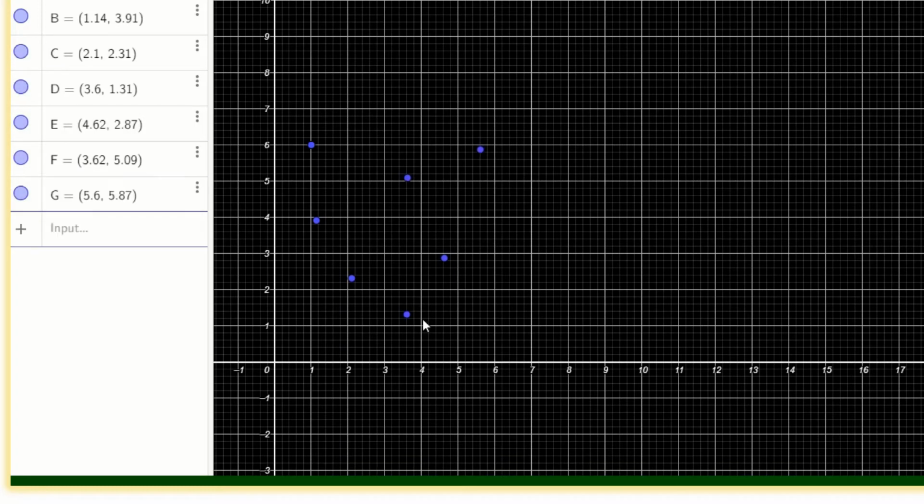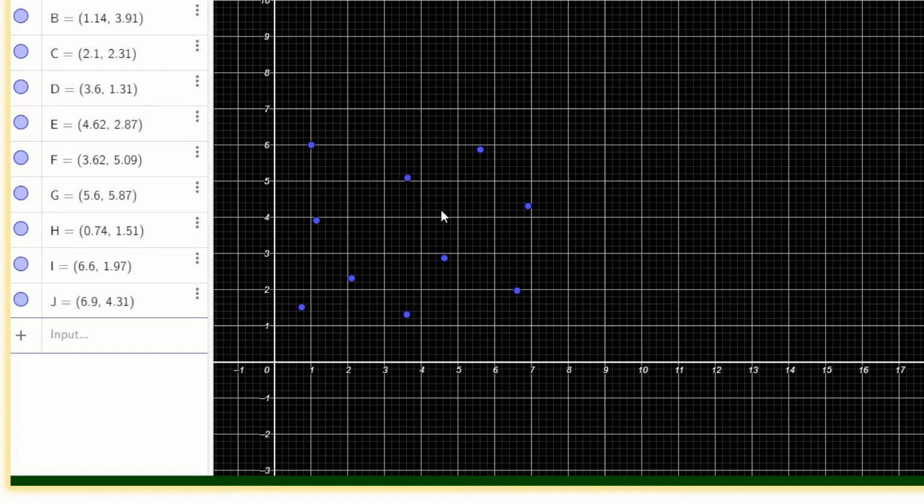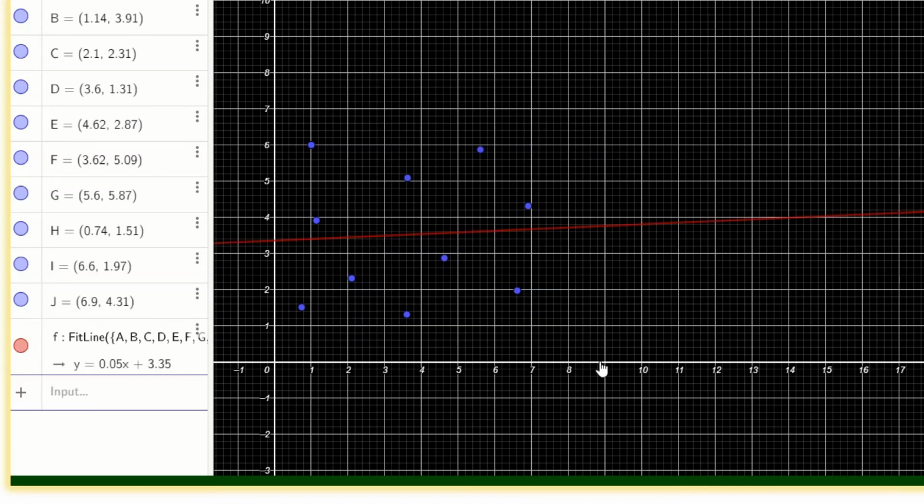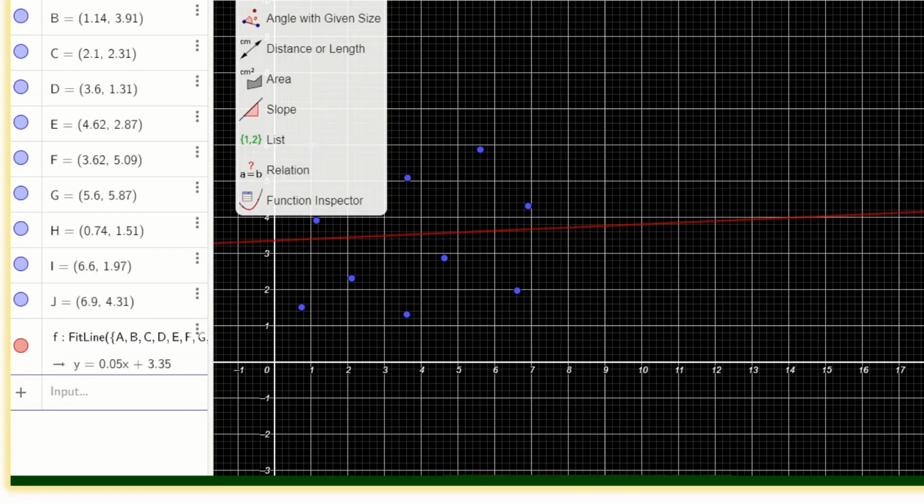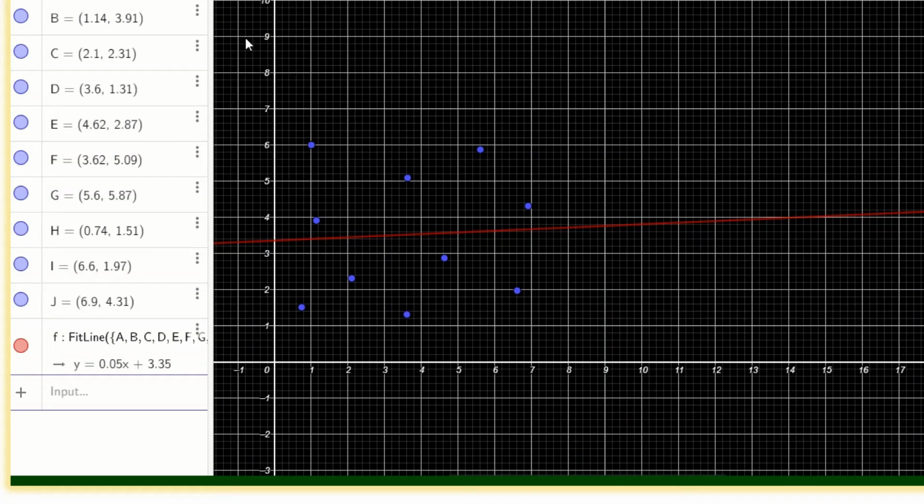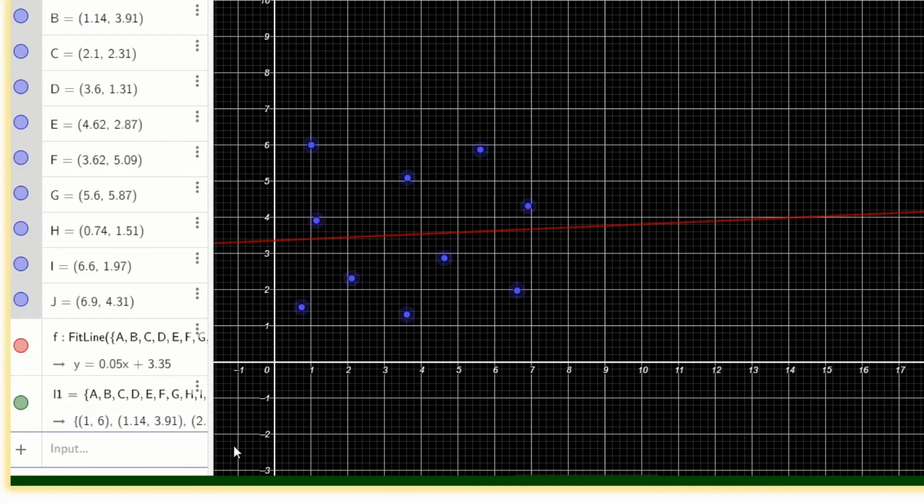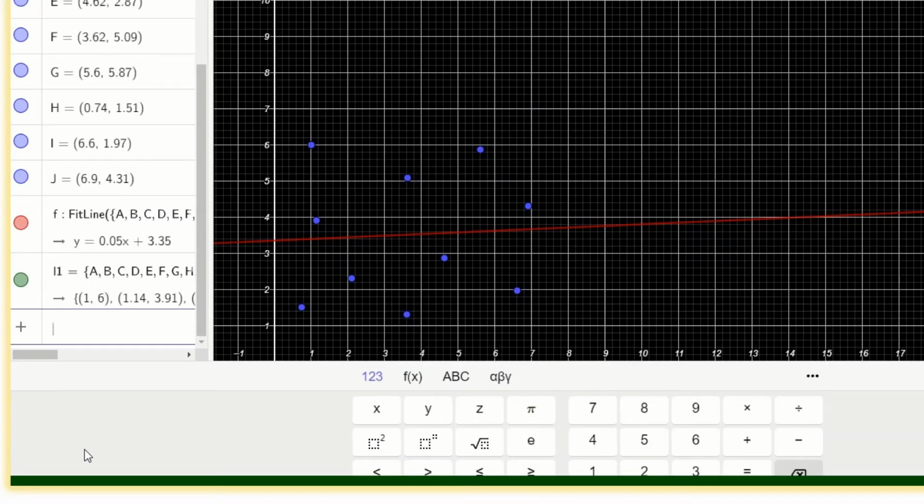Now, instead of using this given data, let us get the scatter plot by the freehand method. So we are constructing a scatter plot with points scattered all over. I have points from A to J. We are going to get a regression line for all these points A to J. We are fitting the line, and the line is y equal to 0.45x plus 3.35.